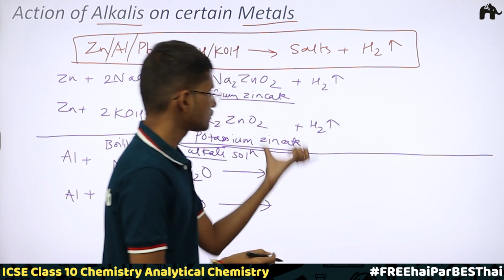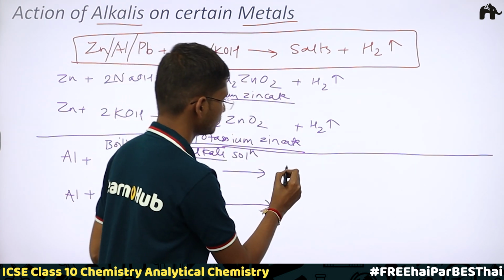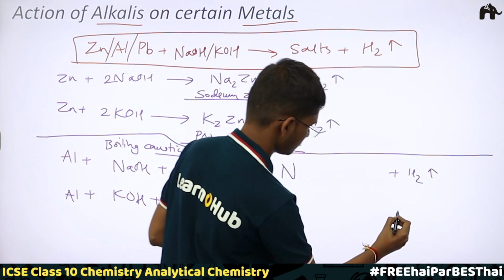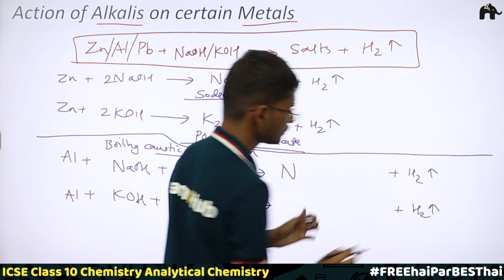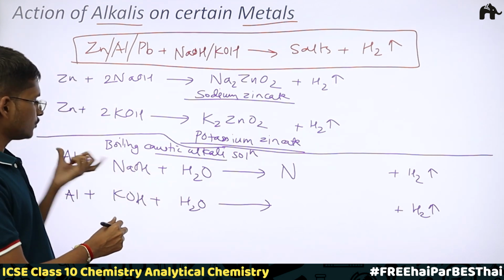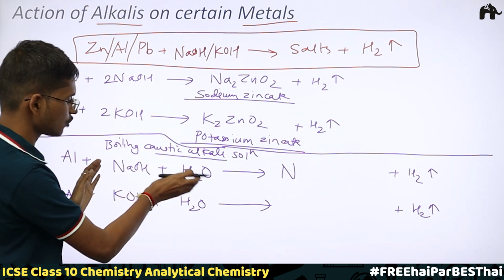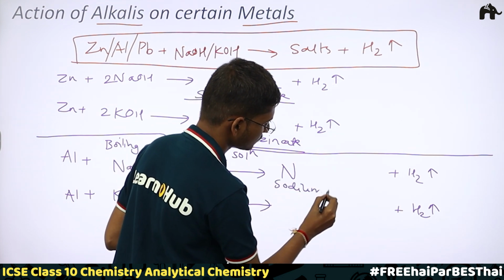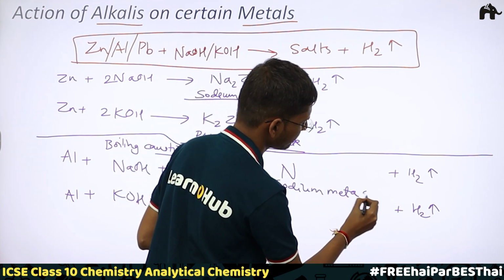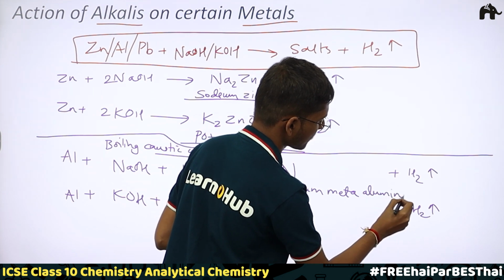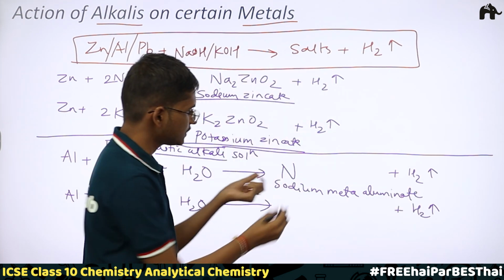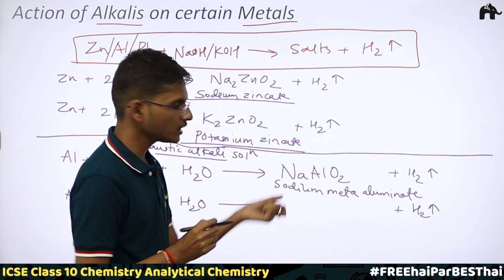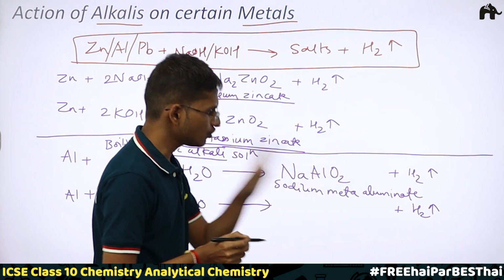Now the products would be the same. What would be the products? Salt, and hydrogen gas is liberated. So first I write that hydrogen gas is getting liberated. Which salt would be formed here? In the case of aluminium and sodium hydroxide, they combine along with water to form sodium meta-aluminate. What is its formula? Simple, NaAlO2. One sodium, one aluminium, two oxygens.